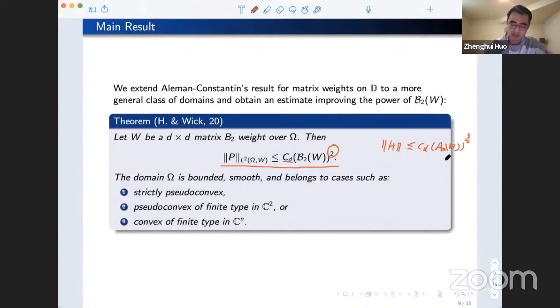So right here, I would like to explain a little bit about why we don't quite get 3/2, like the technical difficulty involved when it comes to this matrix weight setting. There are several technical details involved in our proof, but since the time is limited, I'm just going to focus on one of them, which also reflects some of the differences between the Bekollé-Bonami constant and the Muckenhoupt constant.